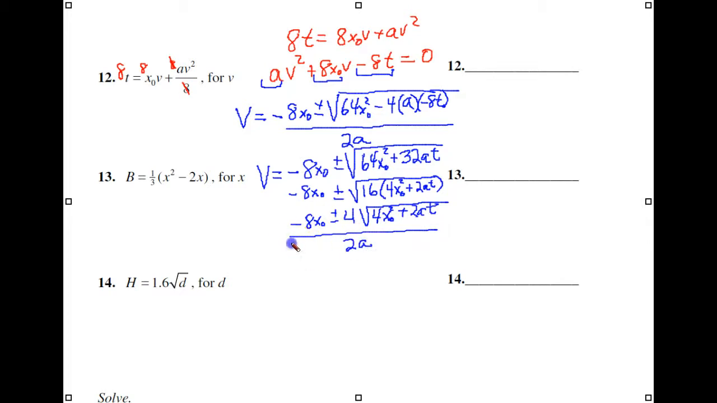Now, in a sense, I could put this one over 2a as well, and just divide that into 2 parts. So I could simplify this a little bit more. So what is v finally? Well, v is going to be equal to negative 4x sub 0 over a plus or minus, now here I'm going to take out a 2 over a here, and then this.